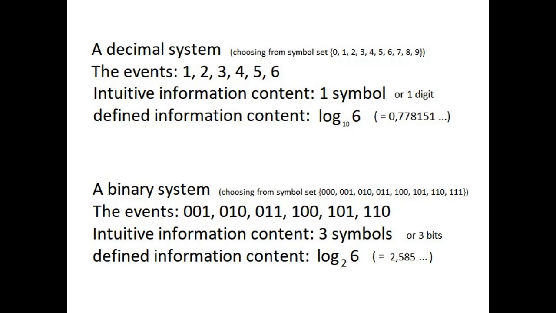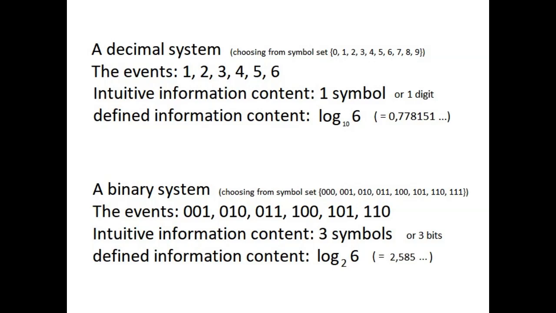In the binary system, we need at most 3 symbols or bits to describe 6 events. The events are 001, 010, 011, 100, 101 and 110. All have 3 symbols from a total of 8 possible 3-bit combinations: 000, 001, 010, 011, 100, 101, 110 and 111.